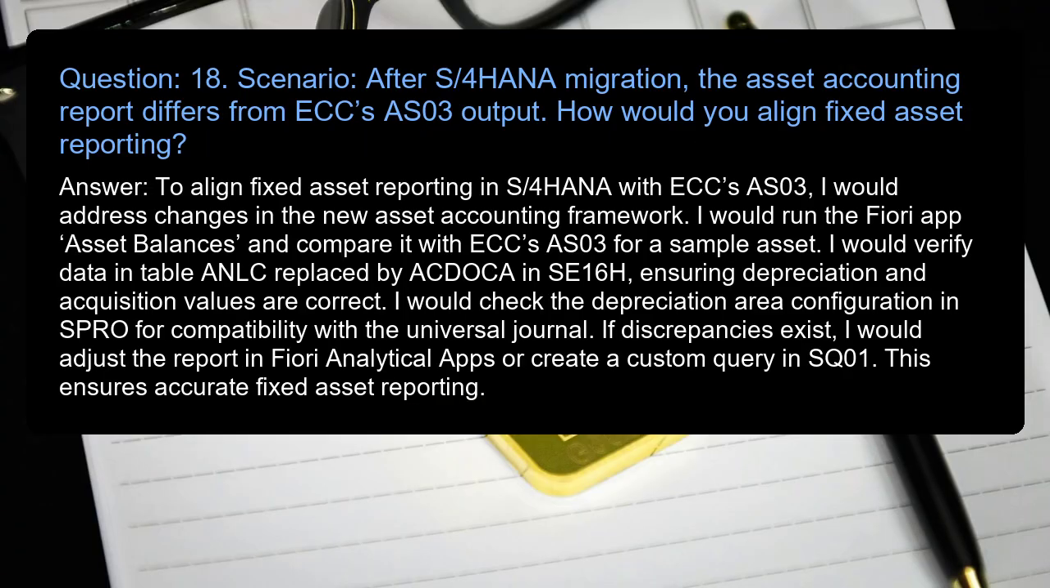Question 18. Scenario: after S/4HANA migration, the asset accounting report differs from ECC's AS03 output. How would you align fixed asset reporting? Answer: to align fixed asset reporting in S/4HANA with ECC's AS03, I would address changes in the new asset accounting framework. I would run the Fiori app asset balances and compare it with ECC's AS03 for a sample asset.